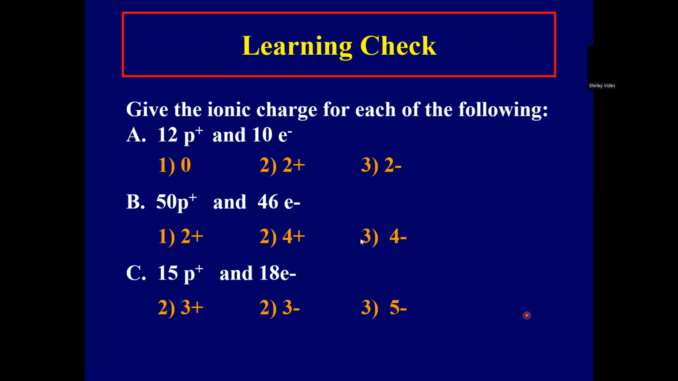All right, again, given the ionic charge for each of the following, which one of these would have 12 protons and 10 electrons? Well, again, 12 minus 10 is 2. So we have 2 positives in it.